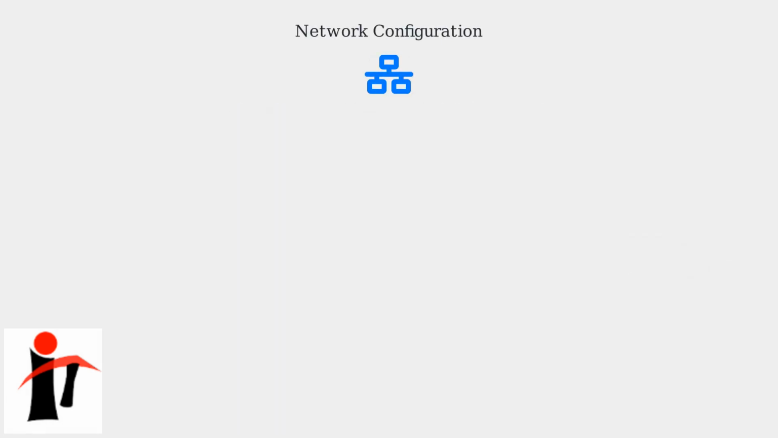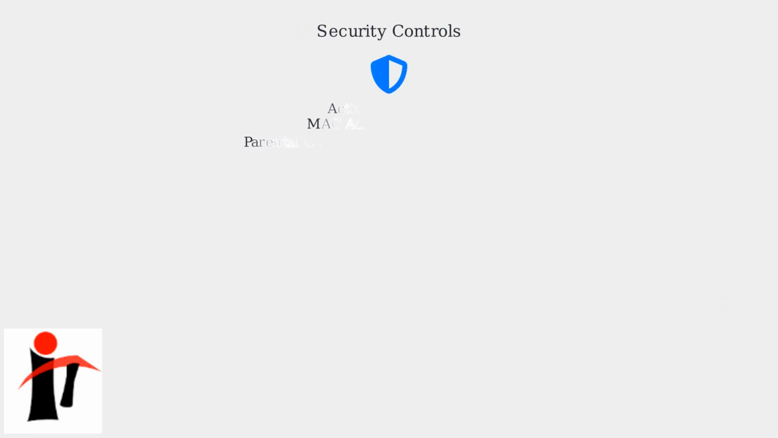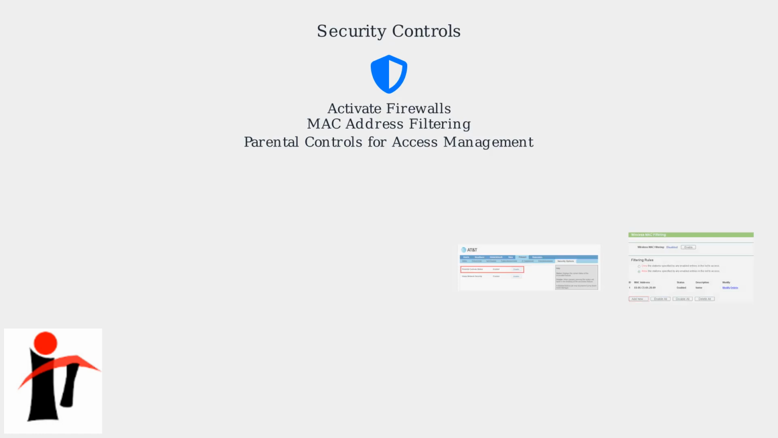For advanced users, the Network Configuration section allows you to adjust IP address ranges, enable DHCP, or configure port forwarding for specific applications like gaming or remote access to devices on your network. Finally, explore the security controls to activate firewalls, use MAC address filtering to restrict which devices can connect, and set up parental controls to manage internet access times and content for children.